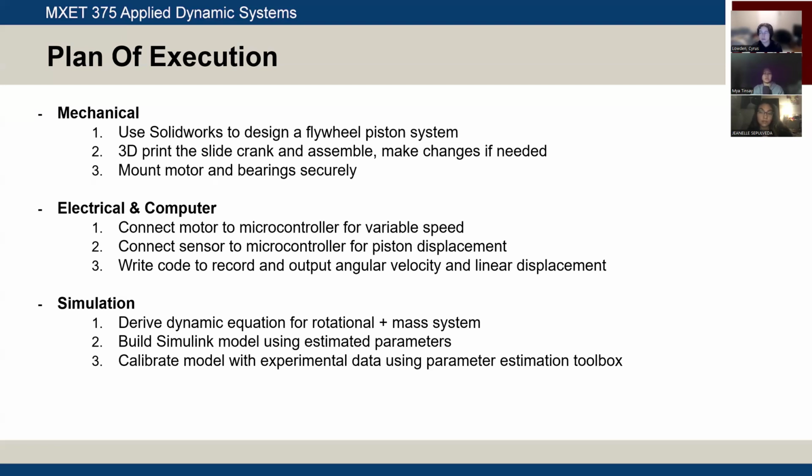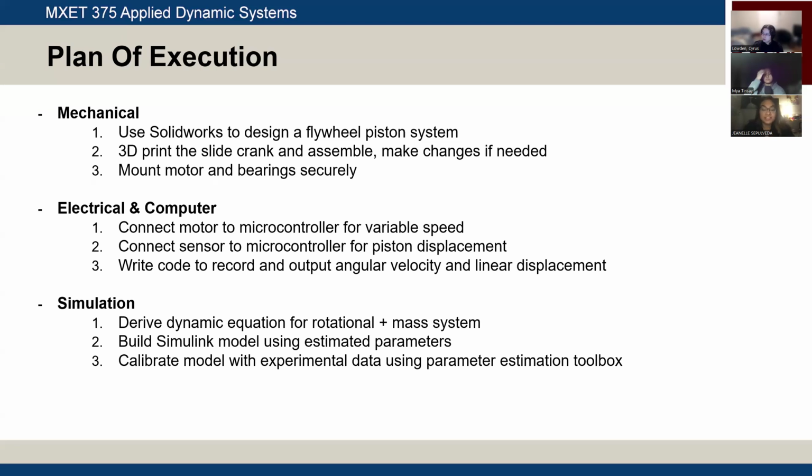And then also I'm going to have to code the microcontroller just to be able to control the speed of the motor so that there's a varied voltage, basically a PWM signal being sent to the motor to control its speed, in addition to making sure that we are getting recordings from the input velocity and the output displacement.